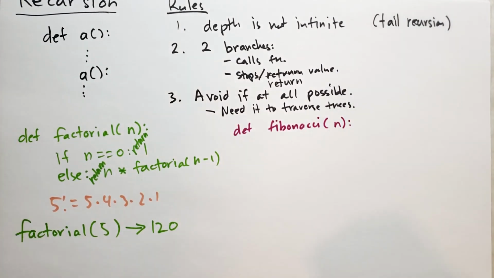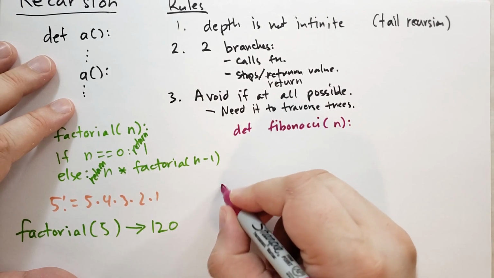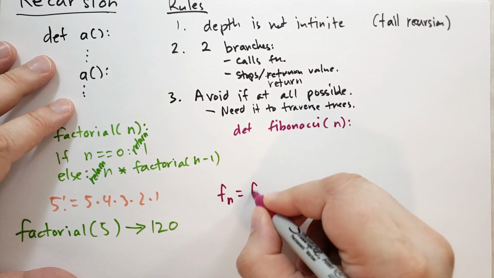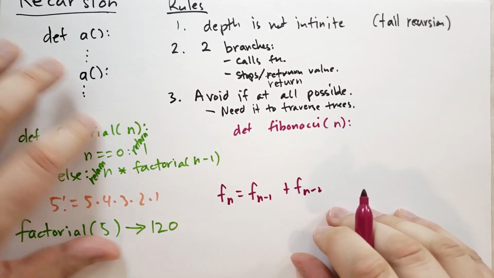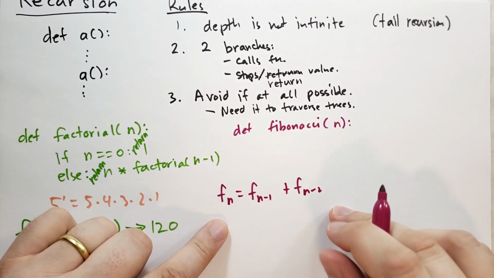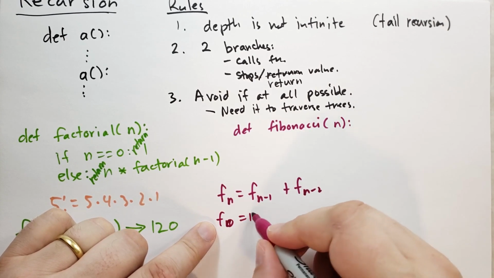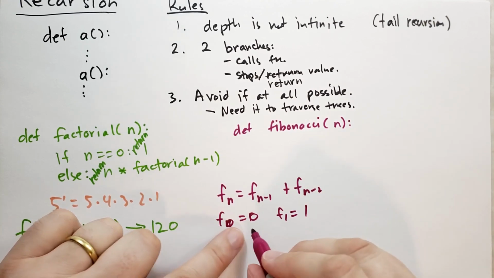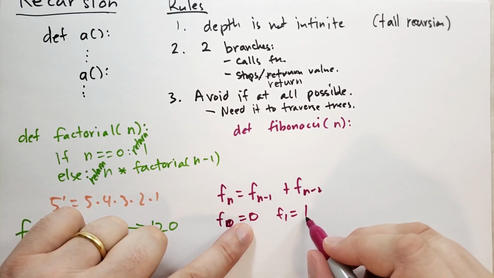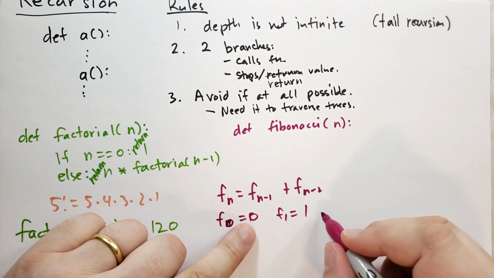Now in mathematics, the Fibonacci series is defined so that f sub n is equal to f of n minus 1 plus f of n minus 2. So it's a sum of the two previous terms in the series. And then f of 0 is 0, and f of 1 is 1. So the Fibonacci series starts off with 0 and then 1. And f of 2 is going to be 1 plus 0, so it's 1.